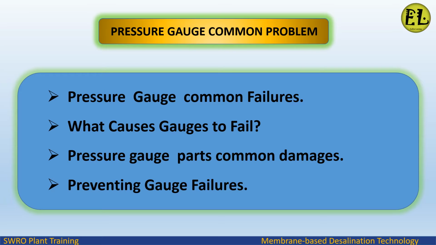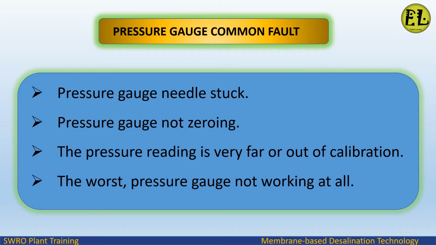Pressure gauge common problems. We will study the following topics: pressure gauge common failures, what causes gauges to fail, pressure gauge parts common damages, preventing gauge failures. Pressure gauge common faults: pressure gauge needle stuck, pressure gauge not zeroing, the pressure reading is very far or out of calibration, and the worst, pressure gauge not working at all.